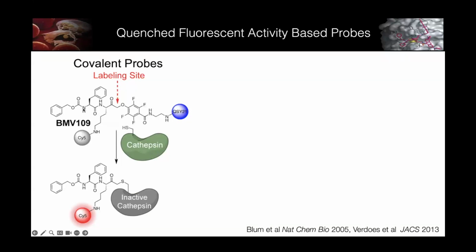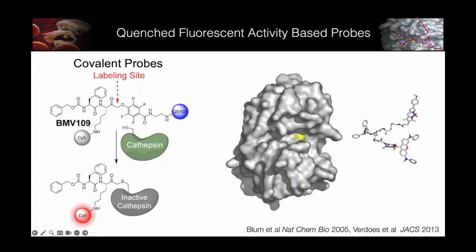And we design molecules that look like a substrate that bind in the active site of the protease. The covalent bond forms initially by attacking the carbonyl and then moving over to form a very stable thioether linkage. And when that happens, it releases part of the molecule. And if you design these molecules properly, you can get this quench configuration where you have the molecule in solution here, unbound, has a fluorophore, but it's quenched by a nearby quencher.